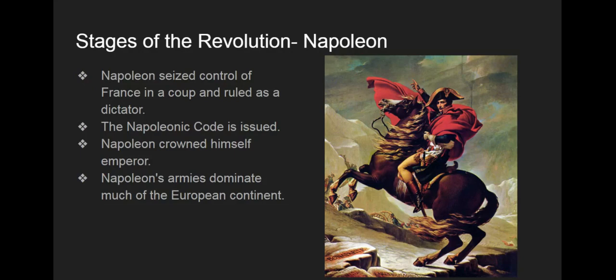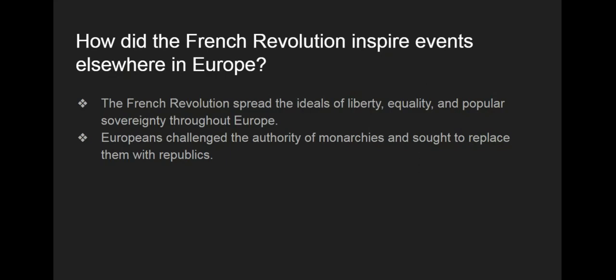Napoleon ends up crowning himself not just the dictator of France, but as emperor of the Empire of France, and his armies dominate much of the European country. So, how did the French Revolution inspire events elsewhere in Europe? The French Revolution manages to spread the ideals of liberty, equality, and popular sovereignty, so that's rule by the will of the people throughout Europe. Europeans also challenged the authority of monarchies and sought to replace them with republics.